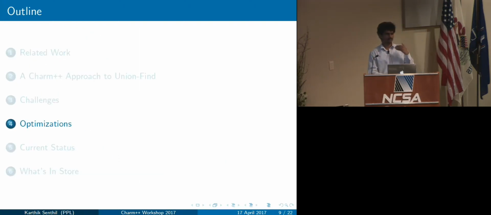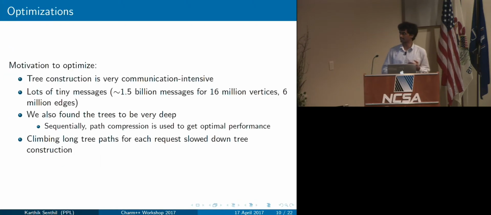So after performing some initial runs with this implementation, we realized that we need a lot of optimizations in our current implementation. What we did notice was that the tree construction phase is very communication intensive. To just give you a rough estimate, we were creating about 1.5 billion tiny messages for just a 16 million vertices graph. We also found the trees to be very deep, which is not unnatural for any union find algorithm.